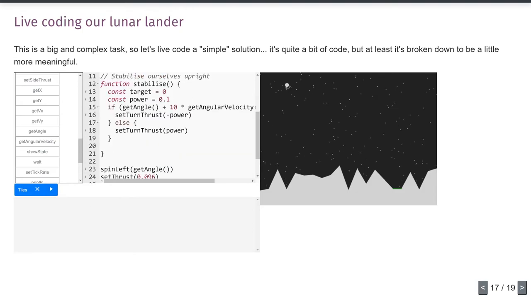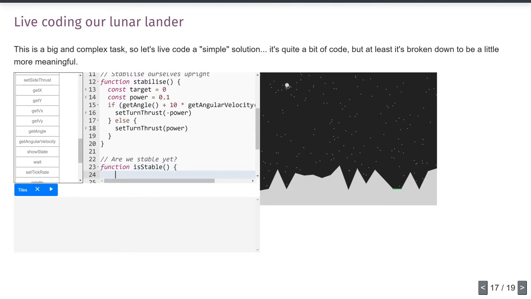So now I would like to create a new little bit of higher level state. Let's call this, are we stable yet? And so this is going to be our function, isStable. It's going to derive it off whether we are close enough to upright and not moving. So what I care about is, is the angle close enough to upright? Let's say 0.05. We're going to adjust this later.